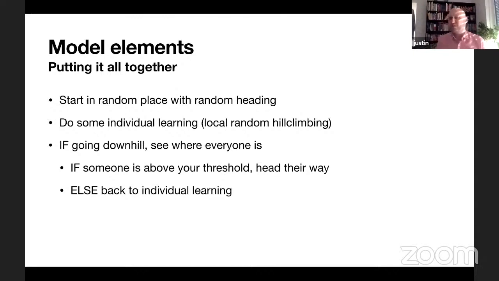Okay, so putting it all together so far, how these models work is that you start in a random place on one of these landscapes with a random heading. You do some individual learning, which is some local random hill climbing. If you start failing, you see how everyone else is doing. And if someone is doing better than you, and the gain from following them is above your social learning threshold, you will head their way. Otherwise, you'll just carry on with individual learning.